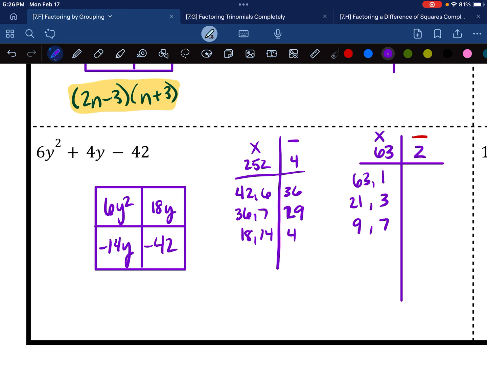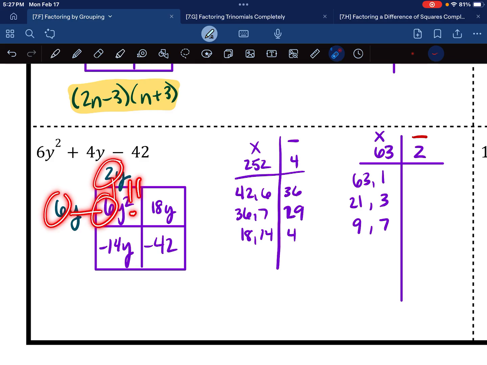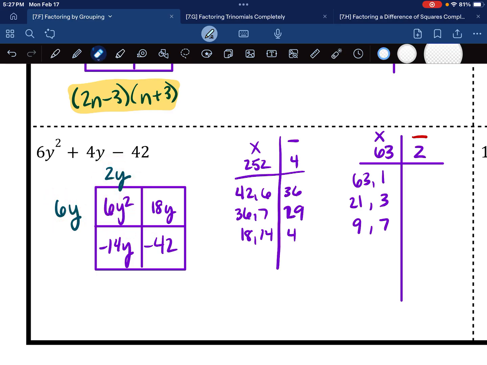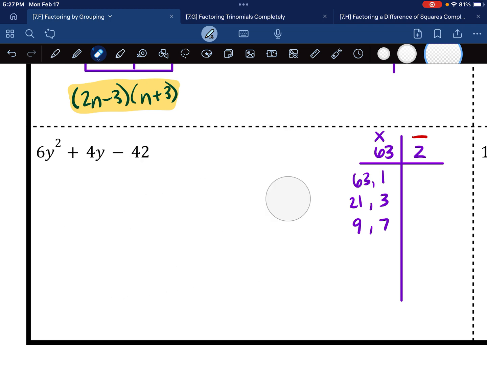Now I want you to see what happens here. So when I go to take my GCFs out, okay, this would turn into a 6y. And in this column, the GCF would be 2y. Now that's an issue, isn't it? Because 6y times 2y does not make 6y squared. And so that's why you have to take the GCF out, because otherwise your box won't quite add up the way that you need it to.